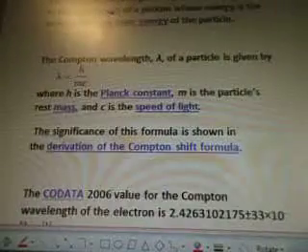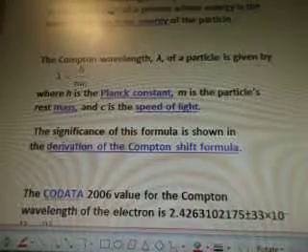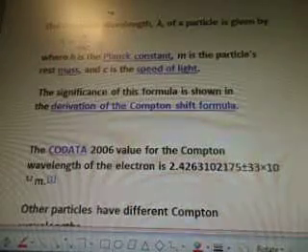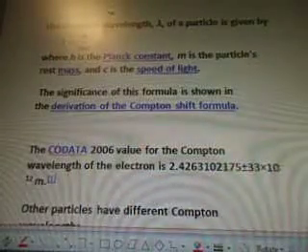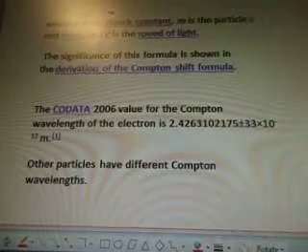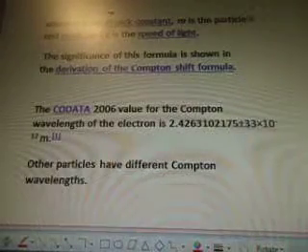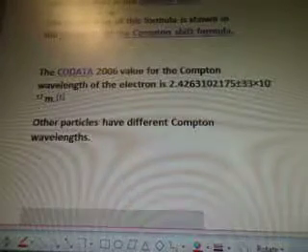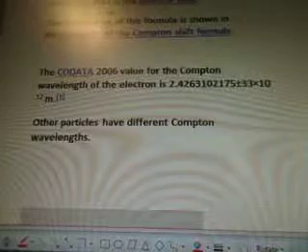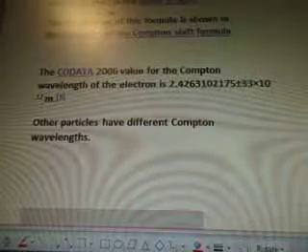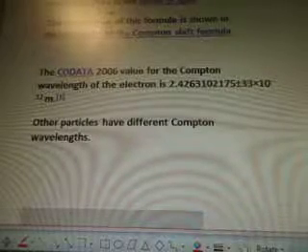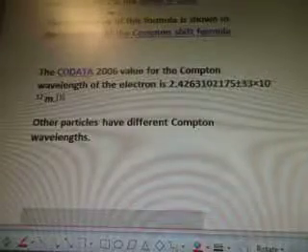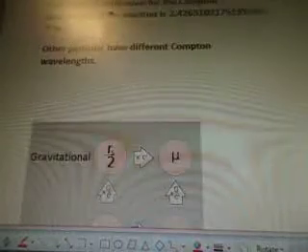The Compton wavelength of a particle is given by an equation, where h is the Planck constant, m is the particle's rest mass, and c is the speed of light. The significance of this formula is shown in the derivation of the Compton shift formula. The CODATA 2006 value for the Compton wavelength of the electron is 2.4263102175 plus or minus 33 times 10 to the power of minus 12 m. Other particles have different Compton wavelengths.